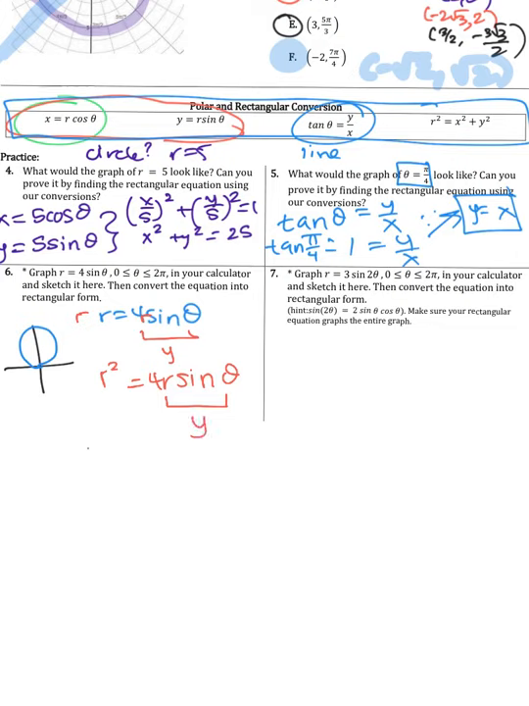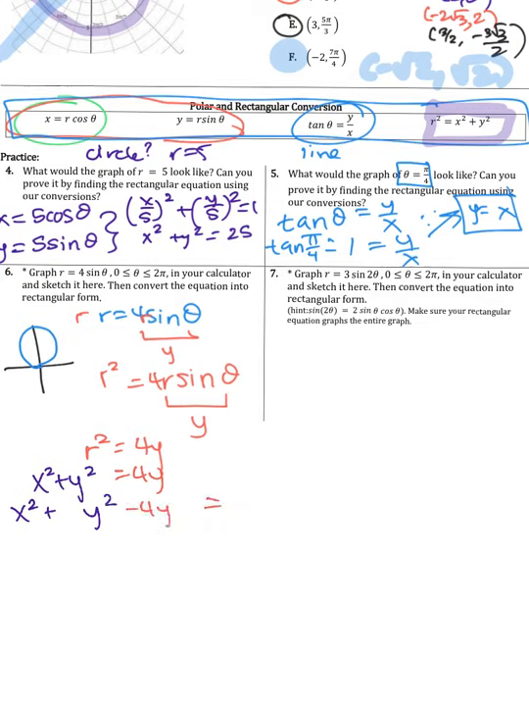The whole goal here is to change everything in this equation to be in terms of x and y. So now I've eliminated theta and I now have y. My problem now is that I still have this r squared, and r squared is not in terms of x and y. But what do we know about r squared? Well, we know that r squared is equal to x squared plus y squared. So I can substitute in x squared plus y squared for r squared, and this is going to equal 4y. And then I'm going to move everything onto the same side.